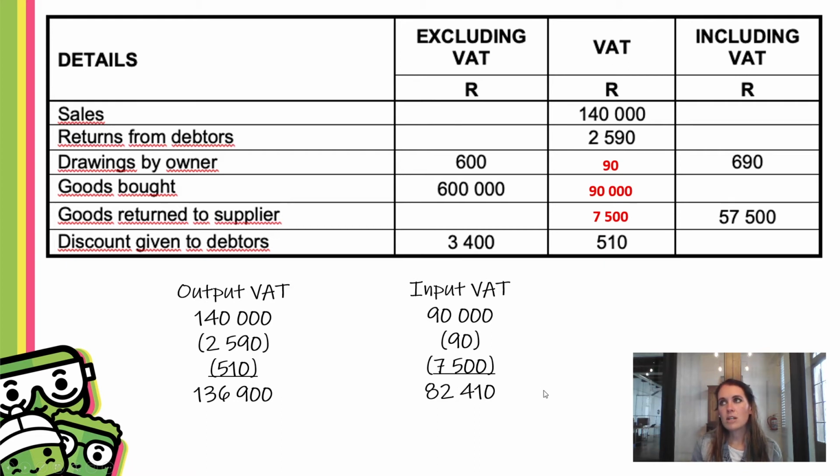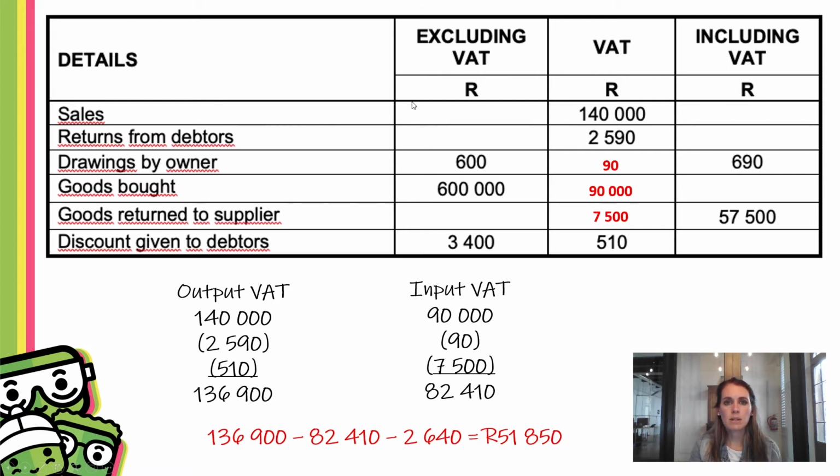Very important, they don't give you two columns in your answer sheet. They give you a blank block. Please draw it out for yourself and put it in two columns. It makes your life so much easier. And then all I say is output VAT minus input VAT will give me VAT payable. Where did the 2,600 come from? This was in the main question.